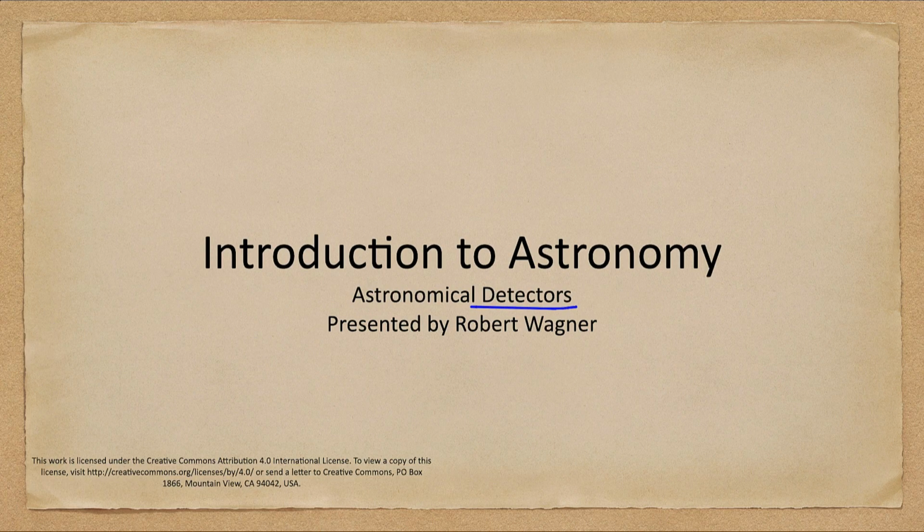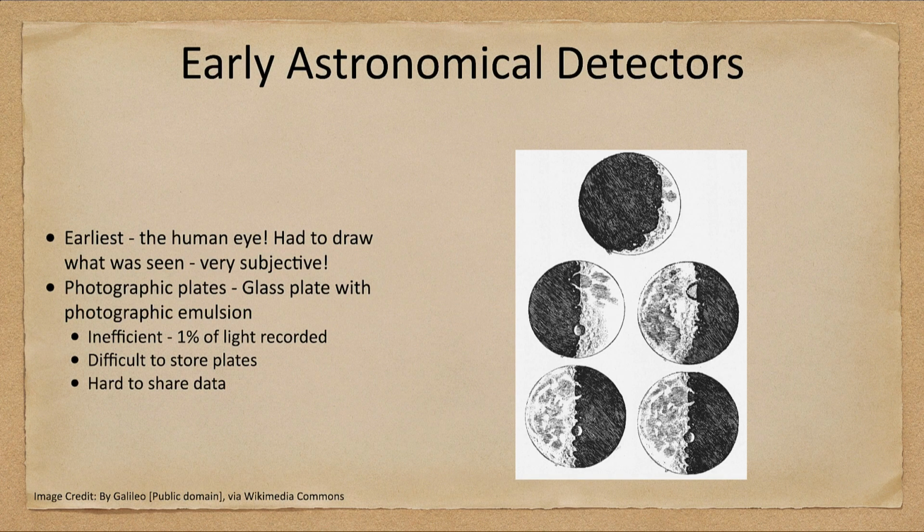In this lecture, we are going to talk about the detectors that are used in astronomy. We looked at gathering the light with telescopes, but how do we actually record that? So let's go ahead and take a look. What was the earliest? Well, the earliest thing we had was the human eye, and you could draw what was seen. For example, these are Galileo's drawings of the moon.